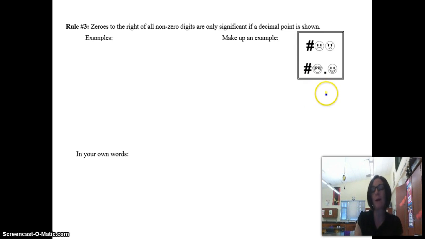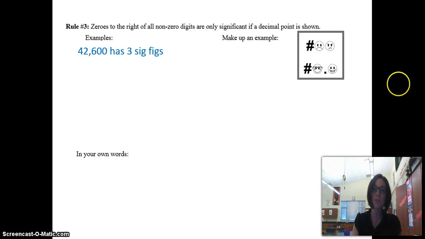It really doesn't matter where the decimal point is in the number. As long as you can see it, any zeros on the right are going to be significant figures. Now I have a ton of examples I'm going to show you. Only copy down 2. You only have room in your packet for 2. So after you've seen all 6 examples, then you can decide which one works for you.